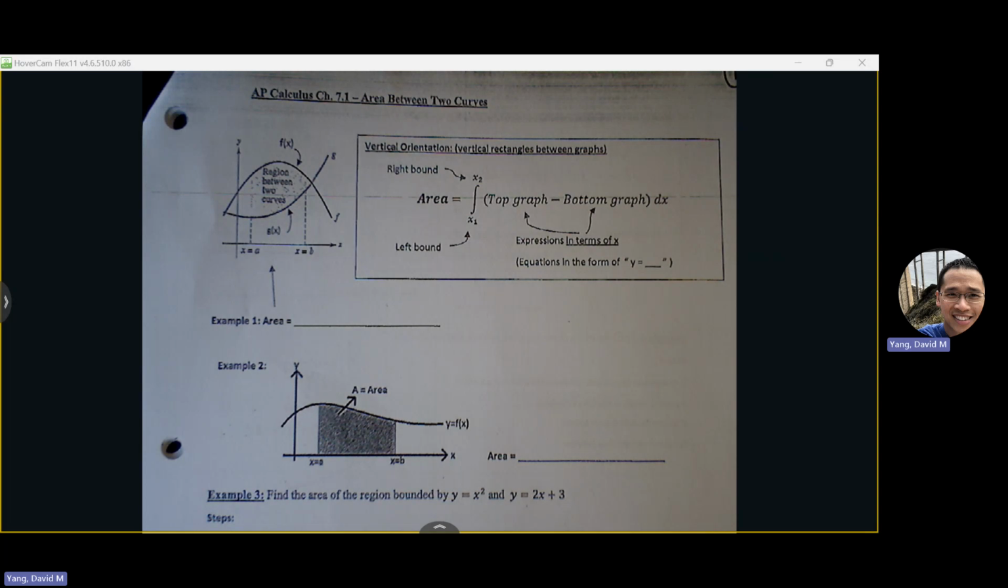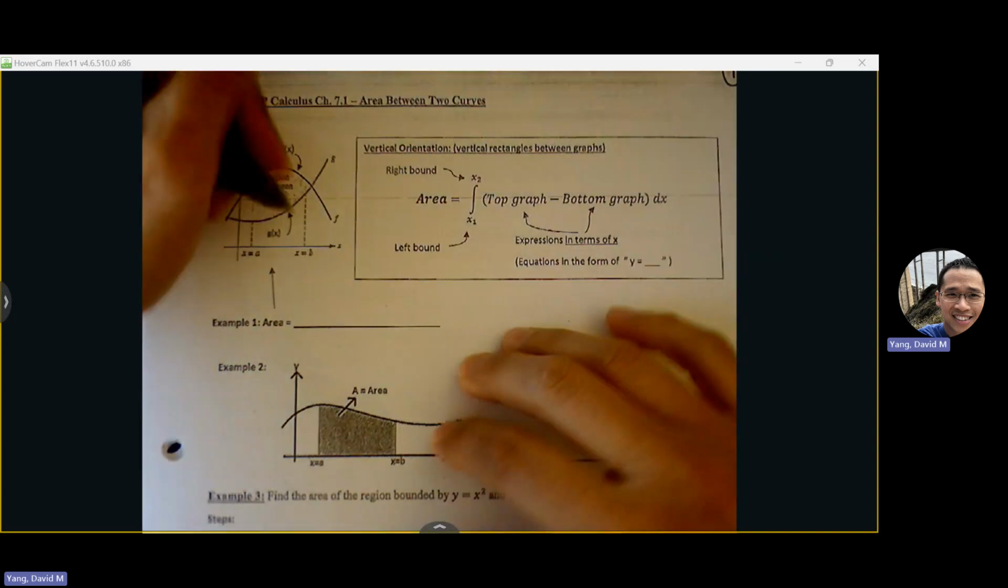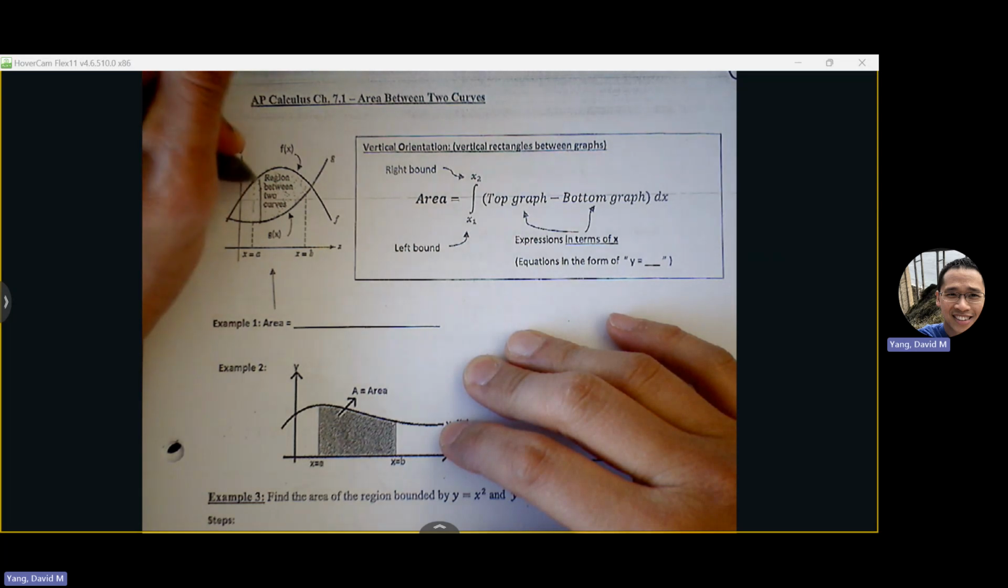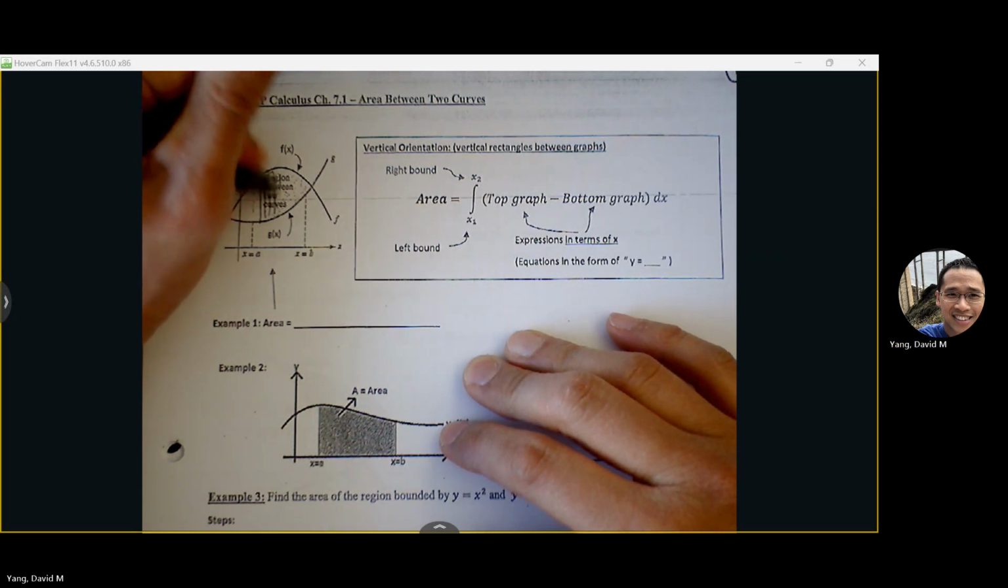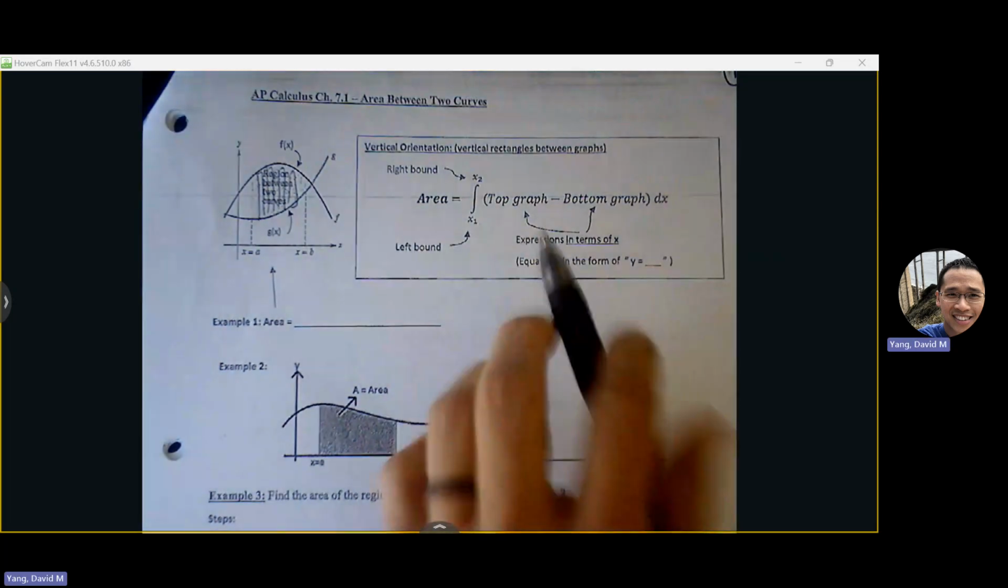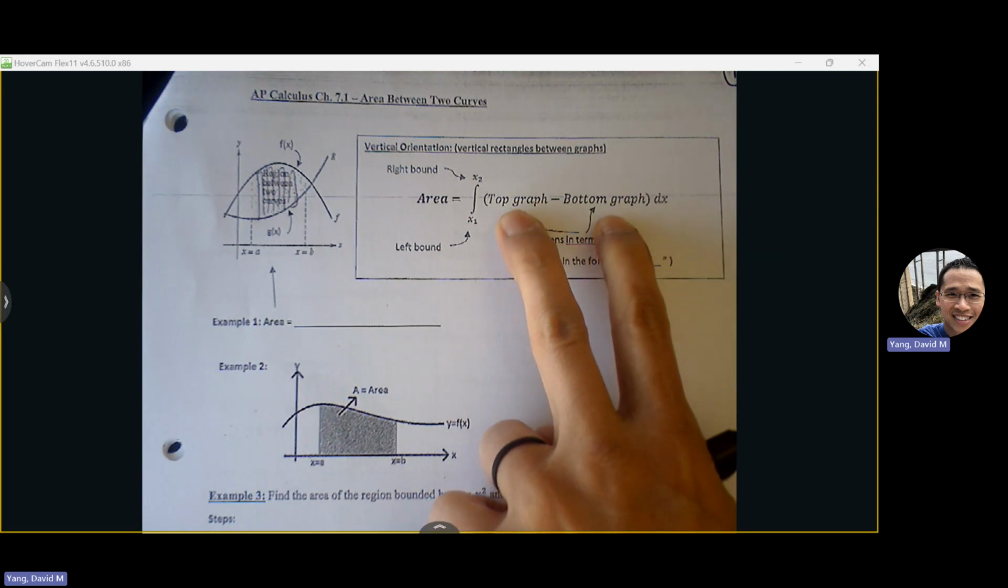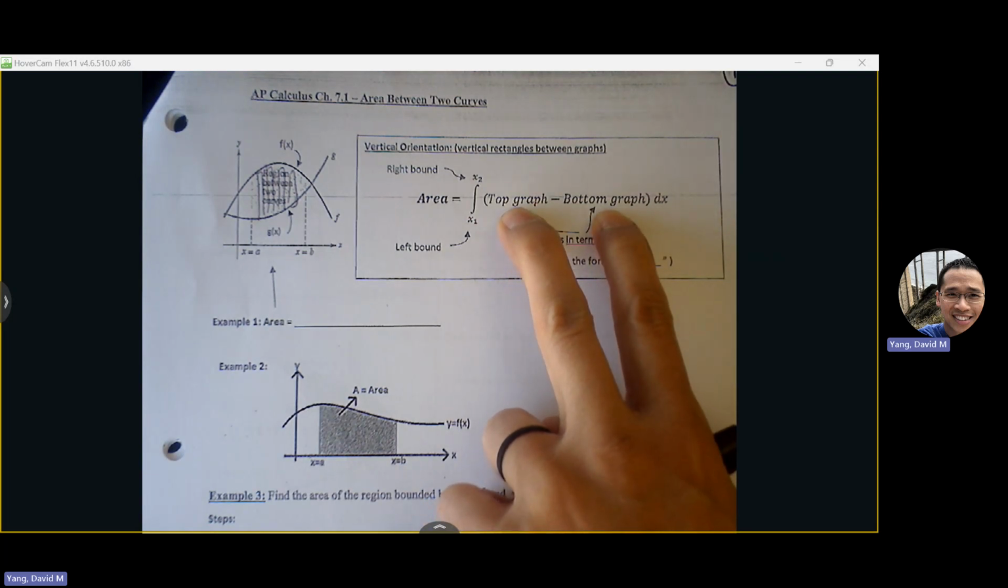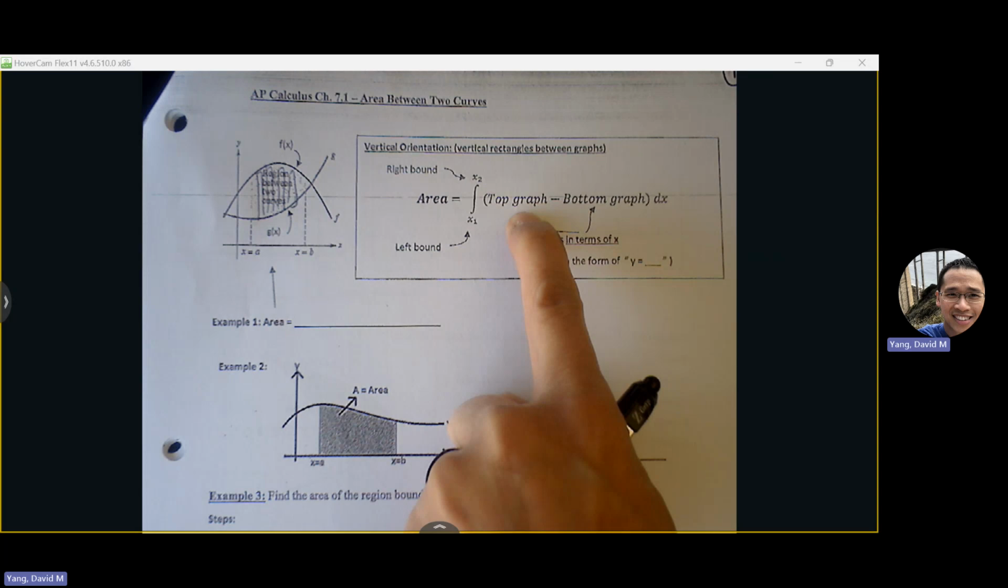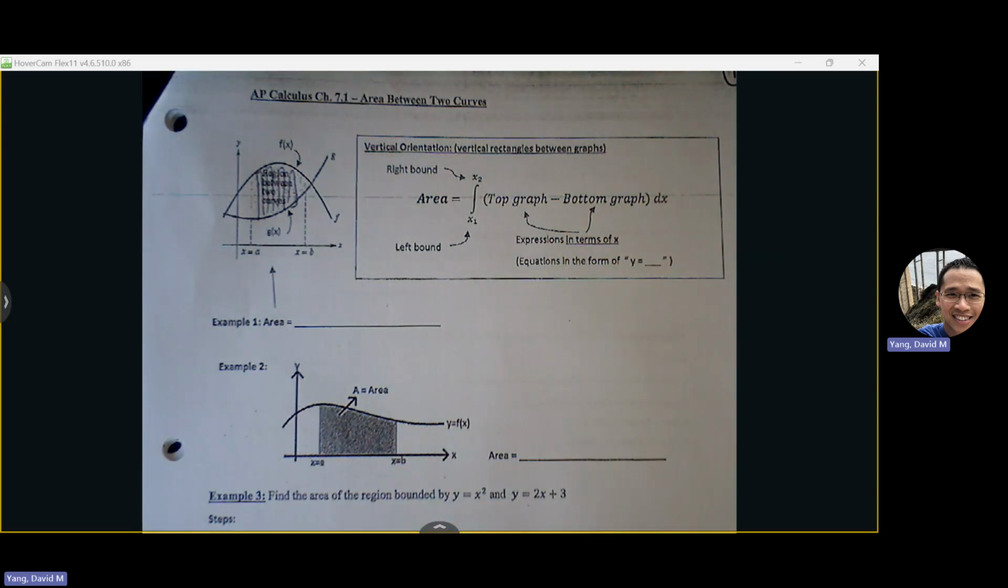So this is where we start off with vertical orientation. This is where we can imagine stacking vertical rectangles from one end of the boundary to the other end. Here's the formula. If we want to find area, this will ensure that we're always getting a positive number. We're going to have a left bound and a right bound. This is where our region will begin and end. And then the top graph versus the bottom graph.